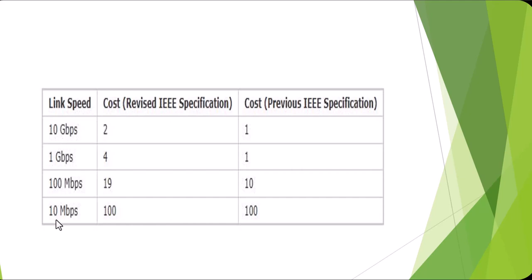As you can see, if the link is 10 megabit per second, the cost is 100. When the speed or the bandwidth of the link is higher, the cost is lower because it can transmit frames faster, of course. 100 megabit per second, cost is 19. For 1 gigabit per second, the previous IEEE specification was 4, but now it's 19. So 1 gigabit per second is 4, and 10 gigabit per second is 2.